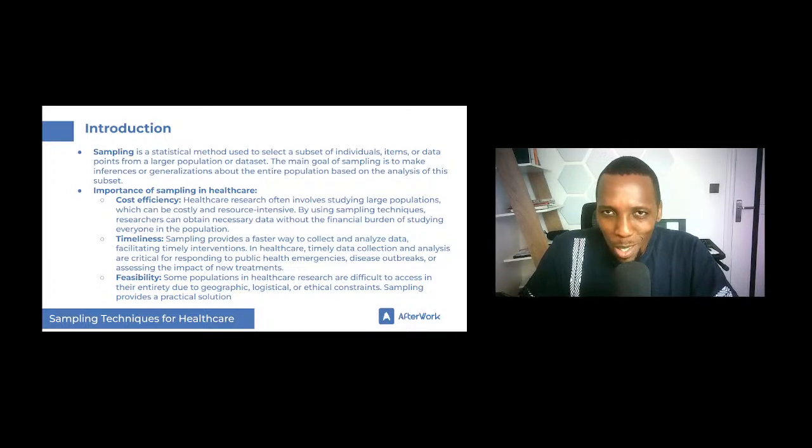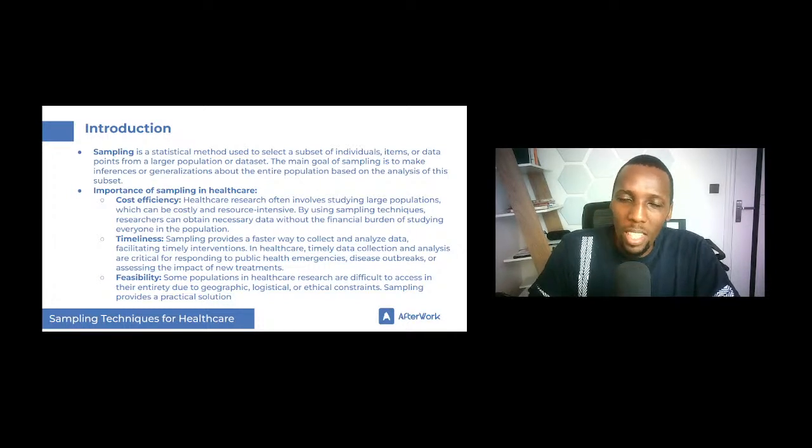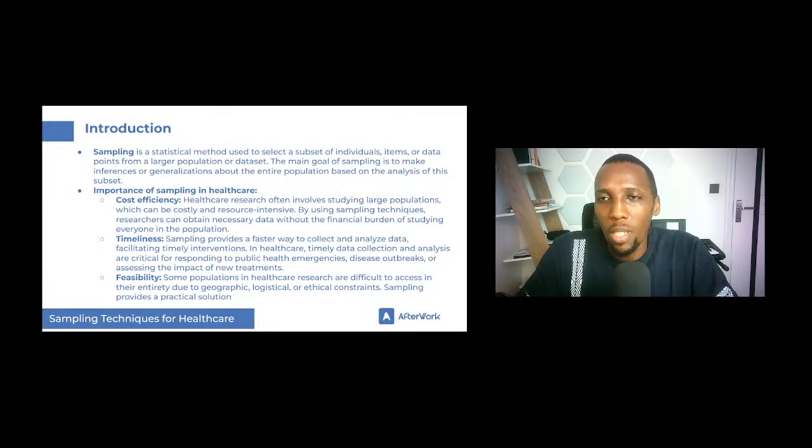Generally, the main goal of sampling is to make inferences or conclusions or generalizations about the entire population based on the analysis of that subset. So sampling generally just involves getting a representative sample, and it can be done in different scientific ways or perspectives. And we're going to get to learn more about how those samples can be arrived at.